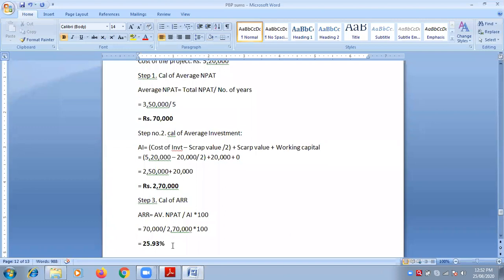Is it clear? See, this sum is so simple. Even if you take up the larger formula, it's not difficult. The only challenge is to remember the formula, and to see which formula has to be applied. Otherwise, I think the ARR method is very easy.